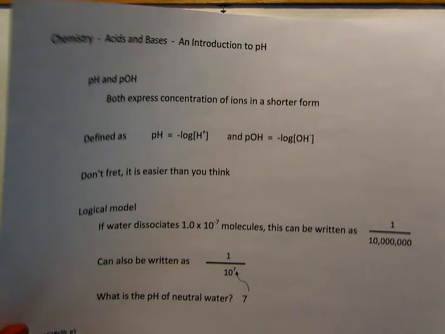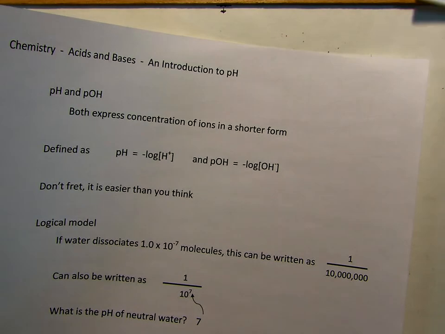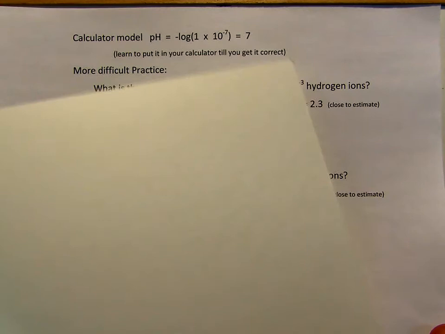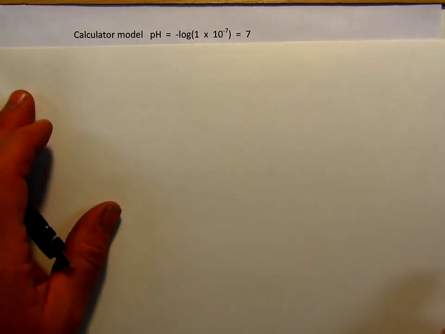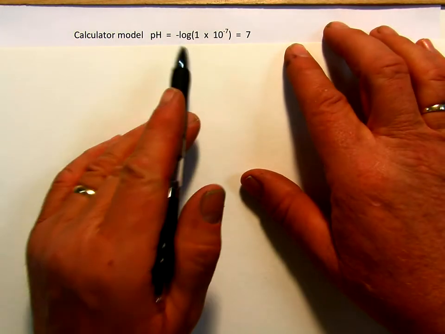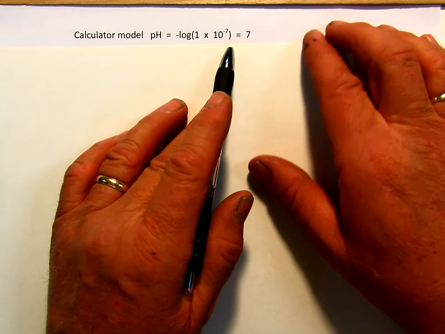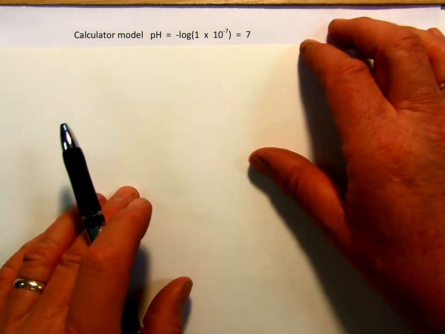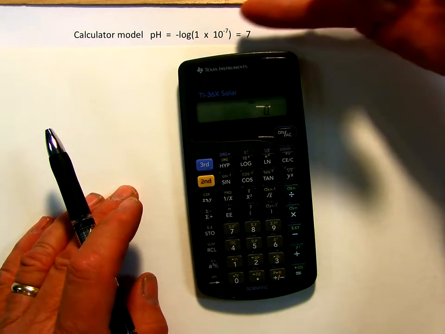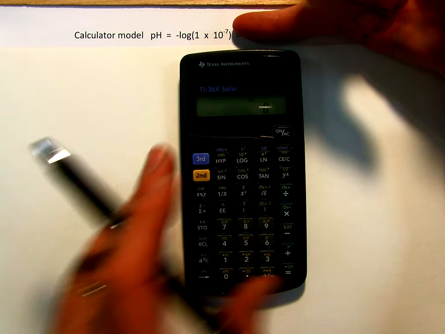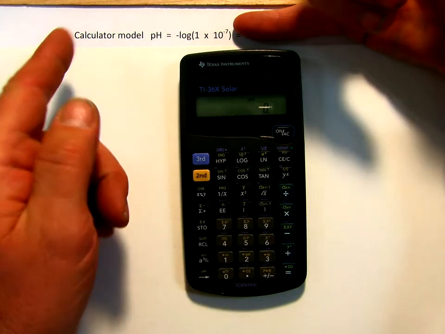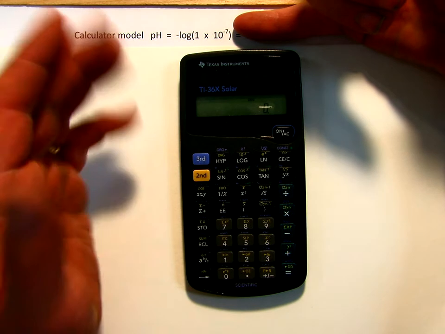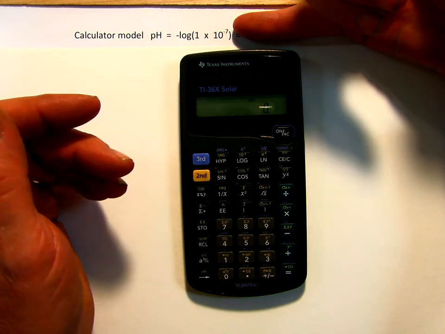Okay, let's use a calculator model instead of doing it that way. We're going to actually do it functionally with a little bit of math. pH is equal to negative log of 1 times 10 to the negative 7. How do I put that in? Well, I know the hydrogen ion concentration is 1 times 10 to the negative 7. Now, in my calculator, I put it in from the back forward. Some of your other calculators, you may put it in forward by hitting the log button.